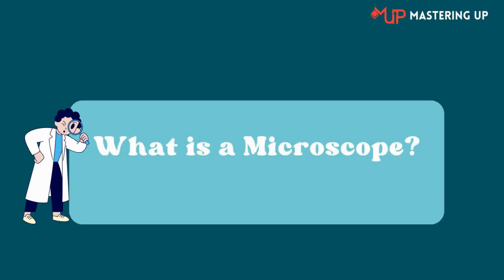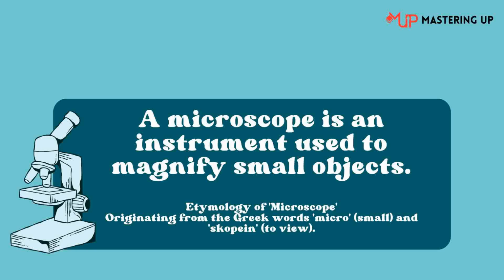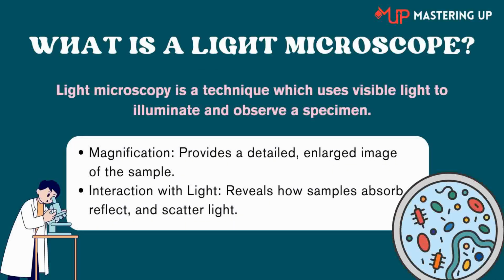What is a microscope? As we all know, a microscope is an instrument used to magnify small objects. The word microscope originates from the Greek words micro, meaning small, and skopein, meaning to view. Now let's see what a light microscope is.